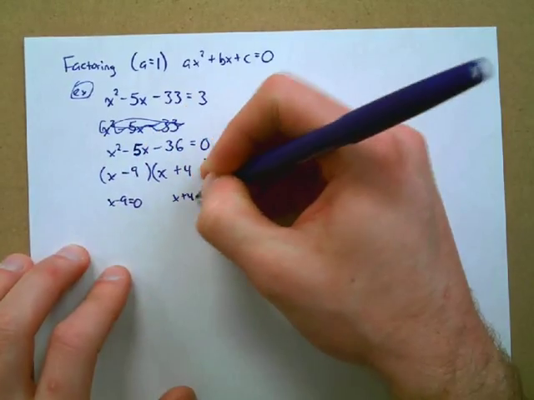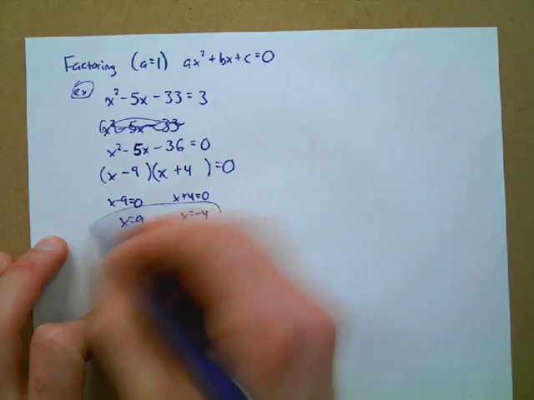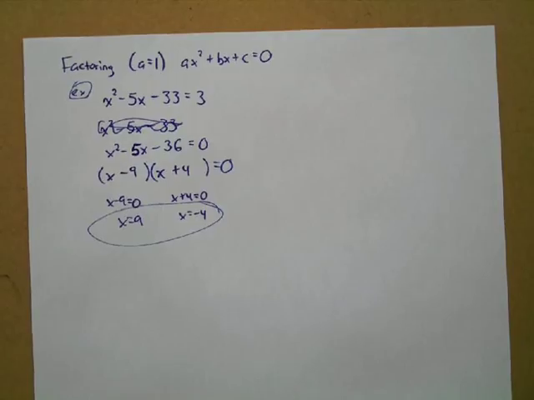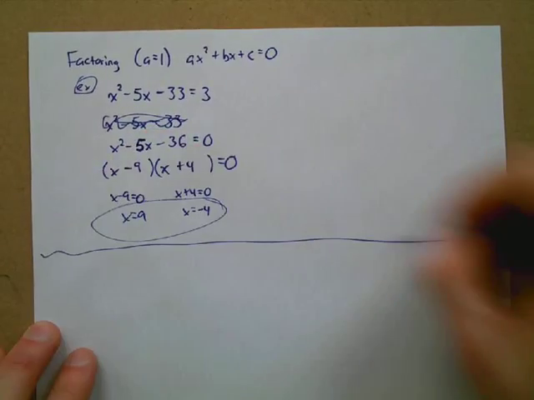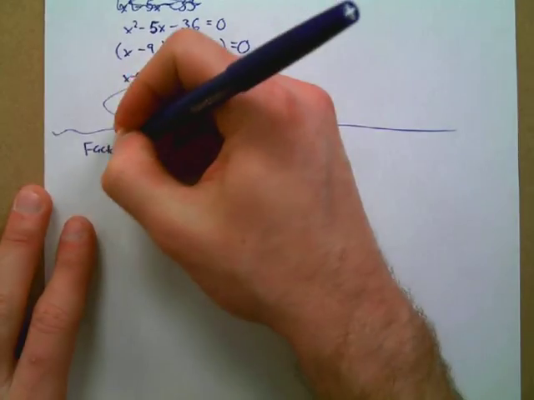Okay. Questions on that? All right. What about factoring when a is not equal to 1? When that lead coefficient is some other number? Okay. So for example, 2x squared minus x minus 6 equals 0.